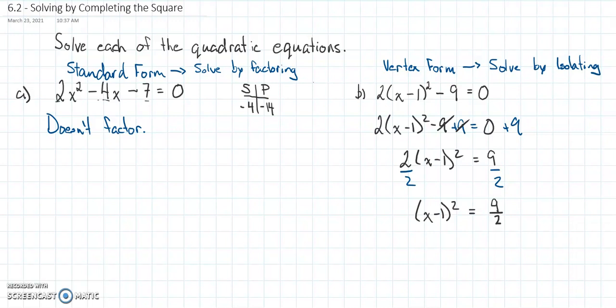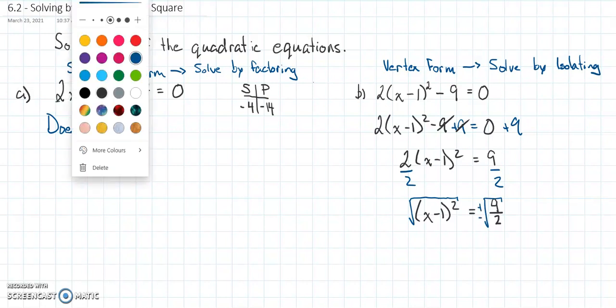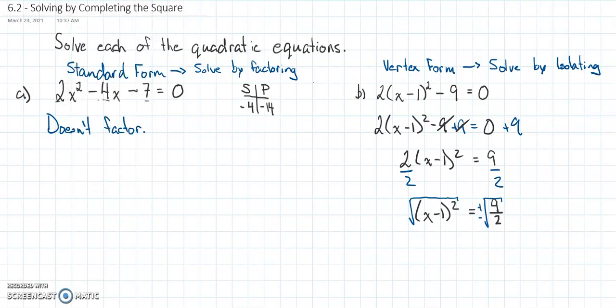Now we've got x minus 1, all squared, so we take the square root of both sides. Remember, when you take the square root of both sides, you have to consider both the positive and the negative. And again, I'm going to leave the right side without a decimal. The square root of 9 over 2 is not a nice square root. You can take the square root of 9, but you can't take the square root of 2. So we'll just leave it like this: plus or minus the square root of 9 over 2.